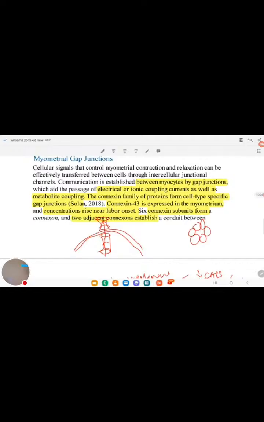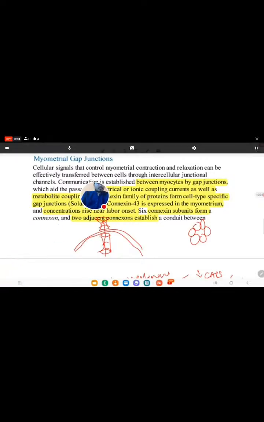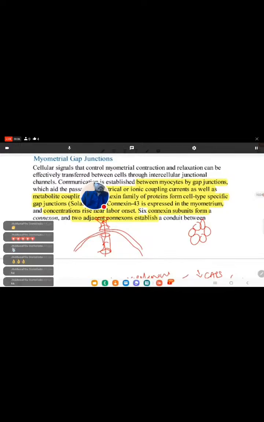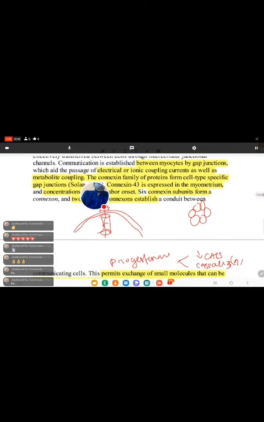Electrical, that is ionic or electrical coupling current, as well as metabolic coupling, pass through this gap junction to the other cells, the surrounding cells. The connexin family is expressed in a cell type specific manner in gap junctions. Connexin 43 is expressed in the myometrium, and its concentration rises near labor onset.